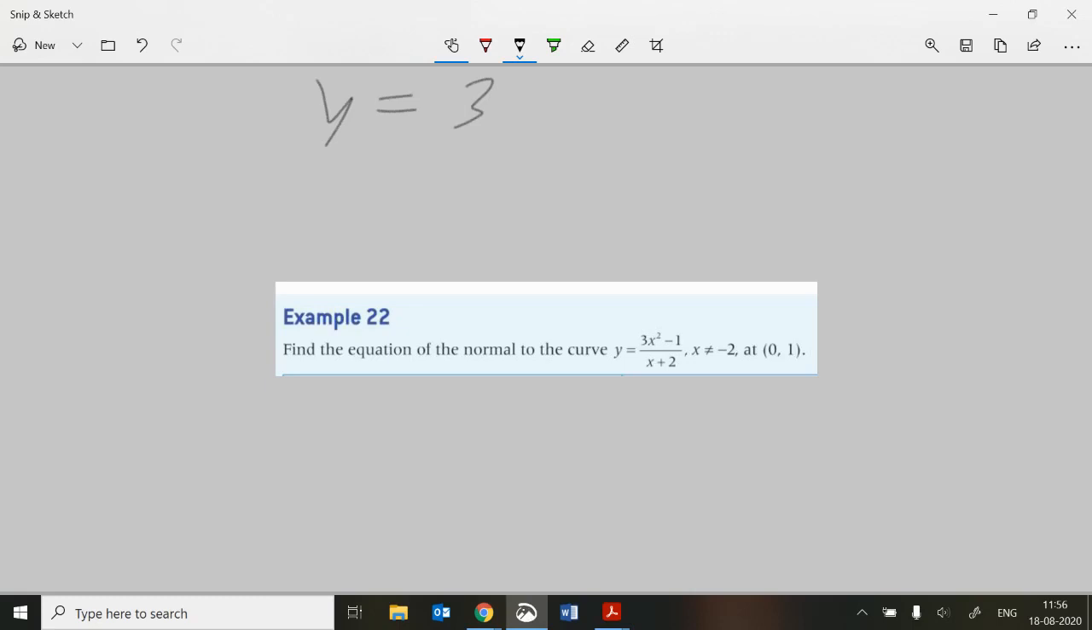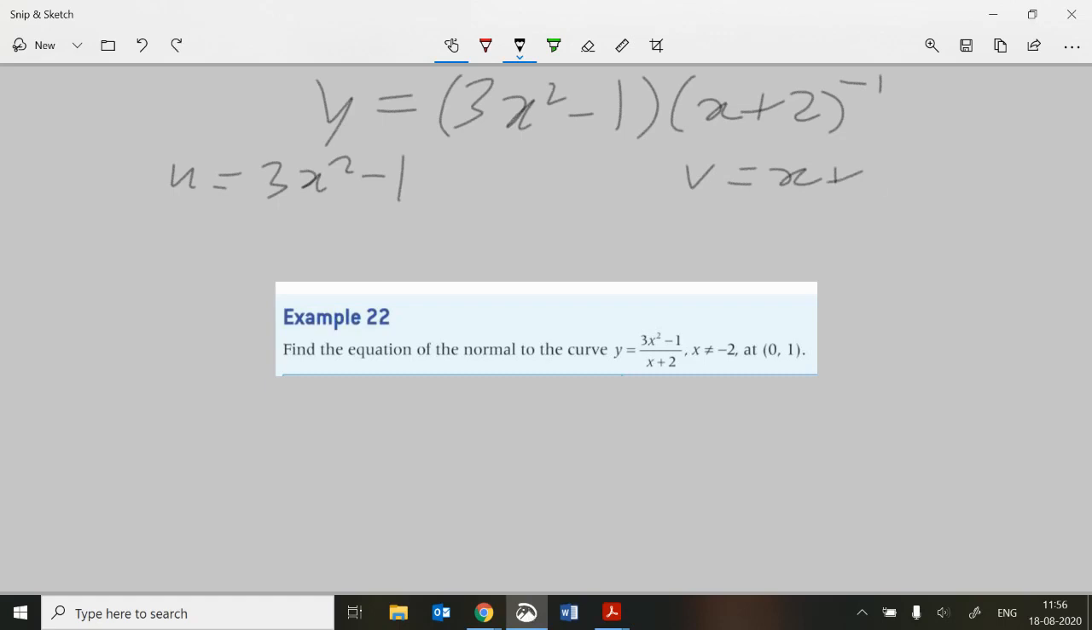So we can say that this is really 3x squared minus 1 times by x plus 2 to the minus 1. Okay, so we can now write down that u is 3x squared minus 1, v is x plus 2 to the power of minus 1. So we can actually see that we've got a function of a function there as well. So we're going to have to use the chain rule with this.